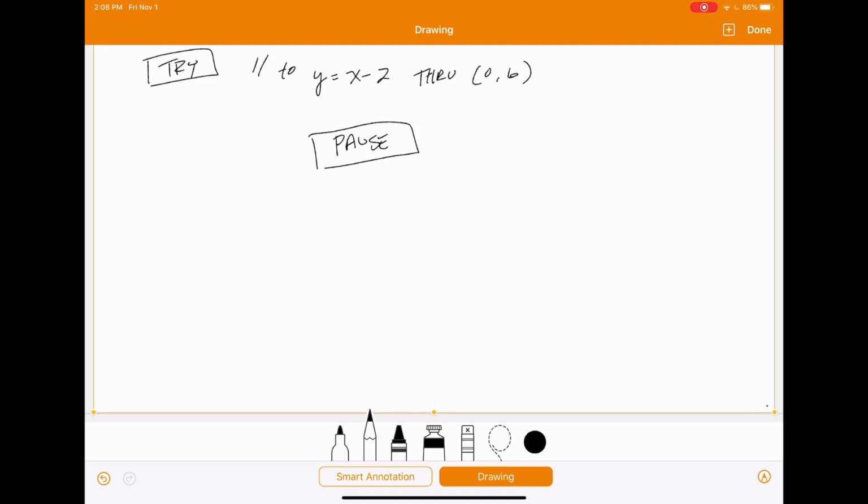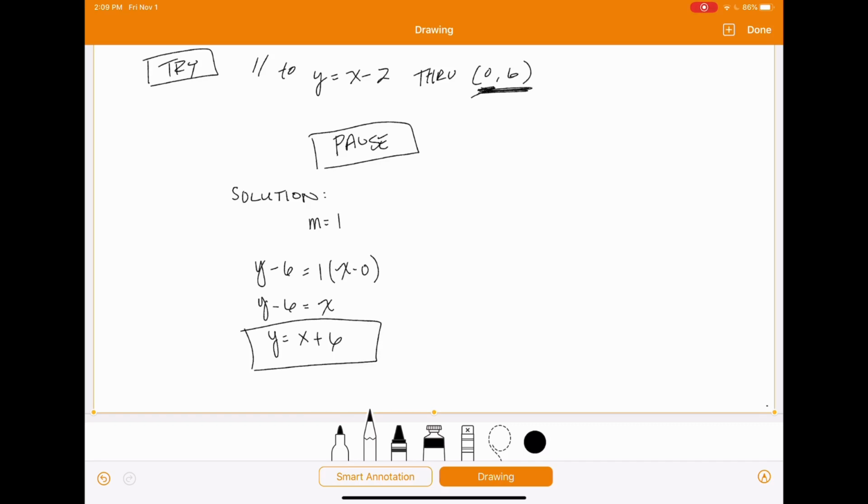All right, so we don't have the solution for this one in the PDF, so I'm going to go ahead and write it out for you right now. So we know that the slope is going to be the same, so m is going to be equal to 1, and then we're going to use our point (0, 6). So y minus y1, in this case 6, equals m, which is 1, times (x minus x1), which is 0. So we're going to get y minus 6 equals x, so y equals x plus 6. All right, so that's the solution you should have gotten.